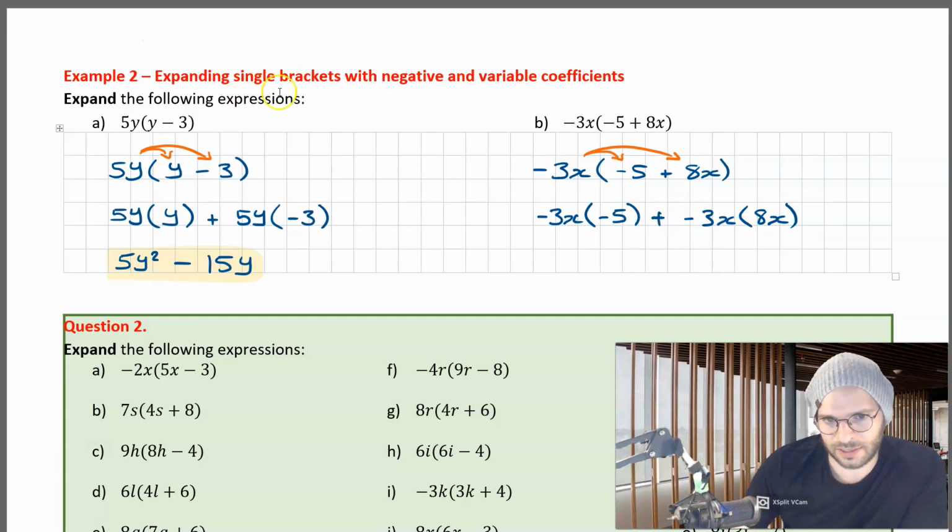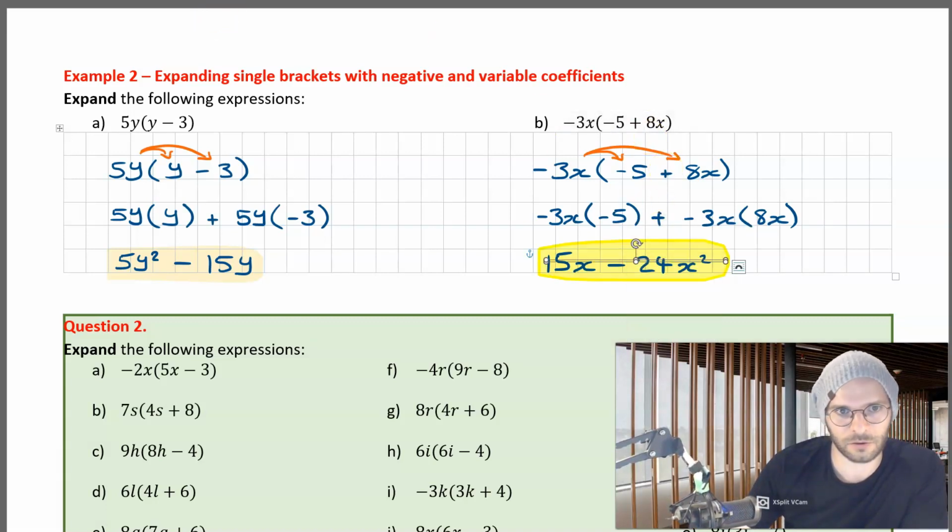Okay, next line down, we are going to go 3 5s are 15. Both of them are negative, so it's going to be a positive result. So that's 15x. And then we've got 3 8s are 24. One is negative, so it's -24. And then we've got x, and because there's two x's, we use the rules of algebra and we give it an index of 2. And thus we finish expanding our fourth example.